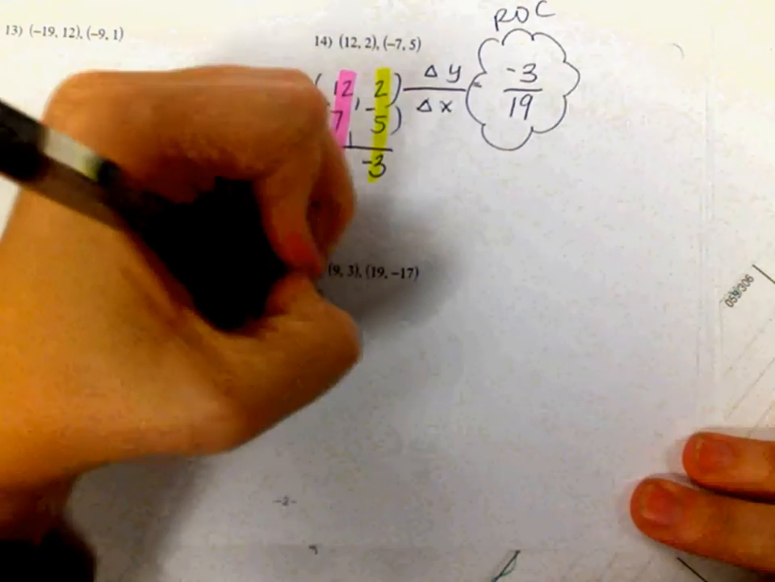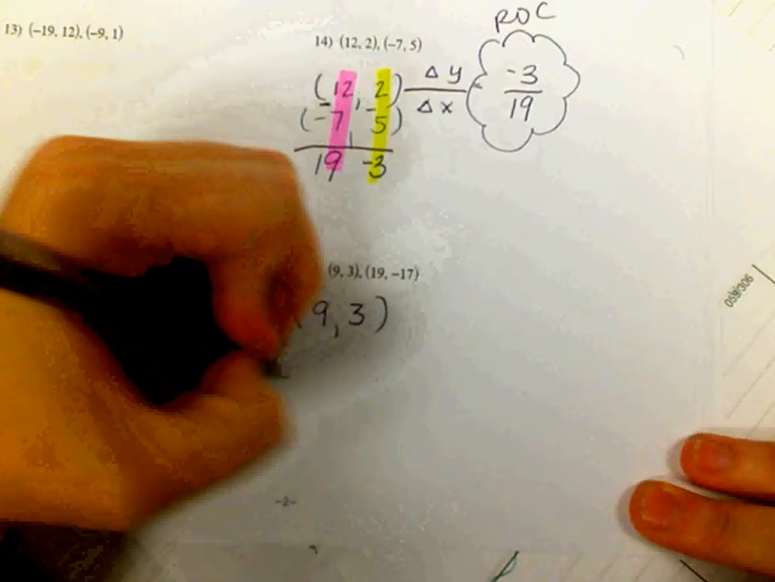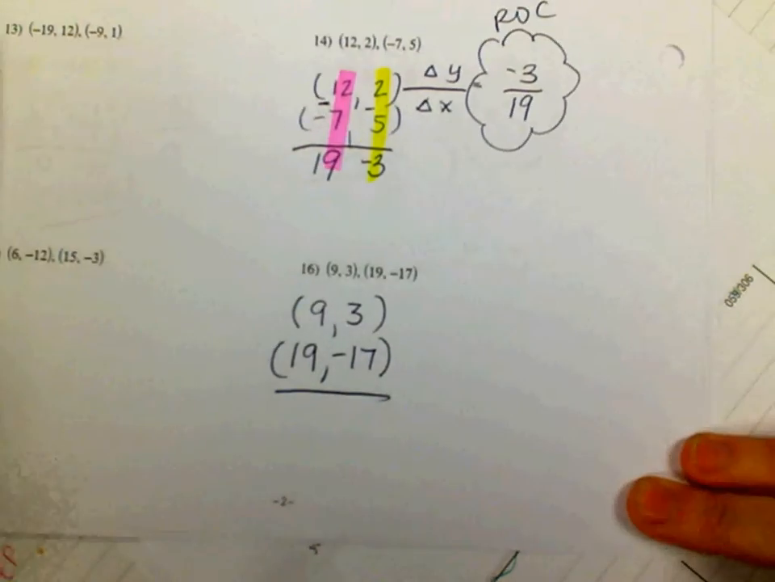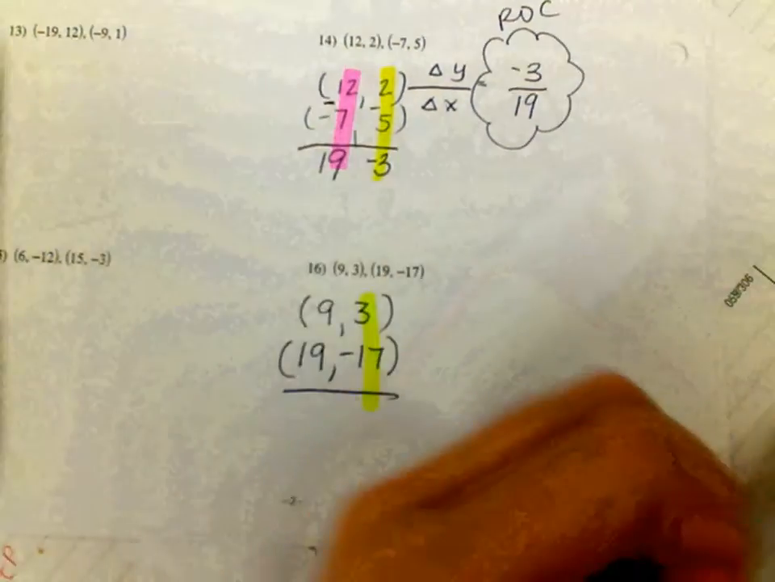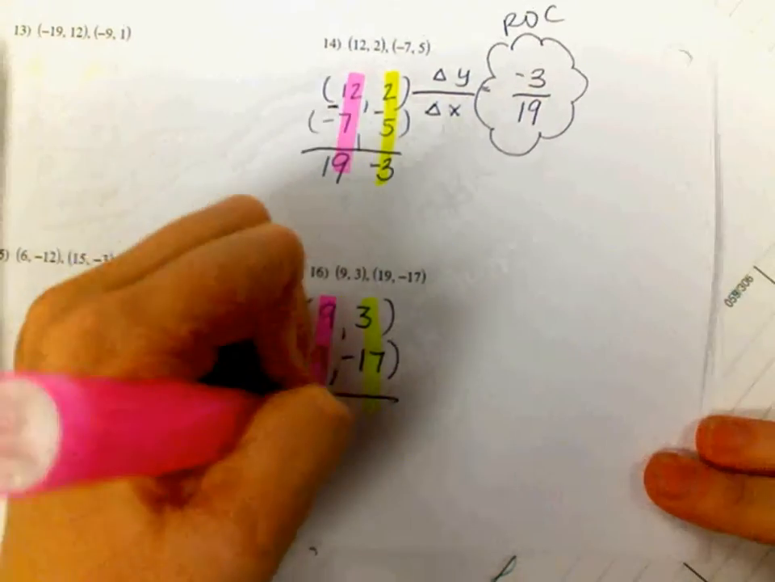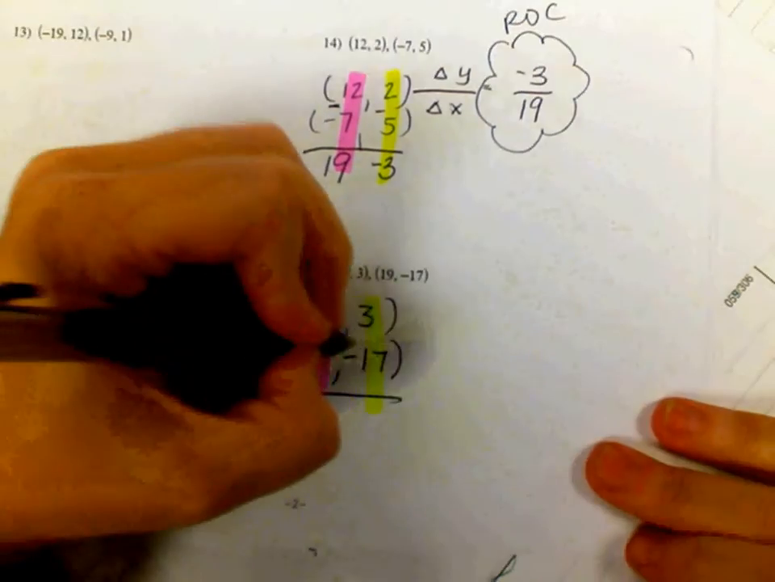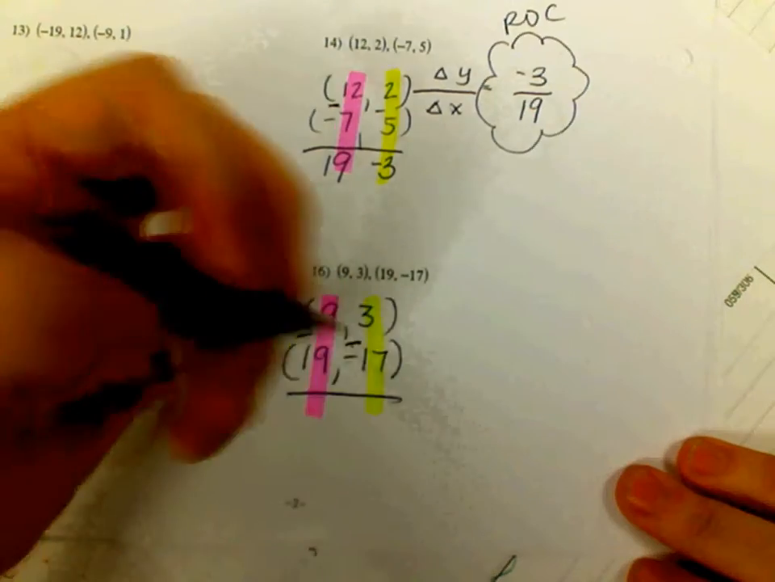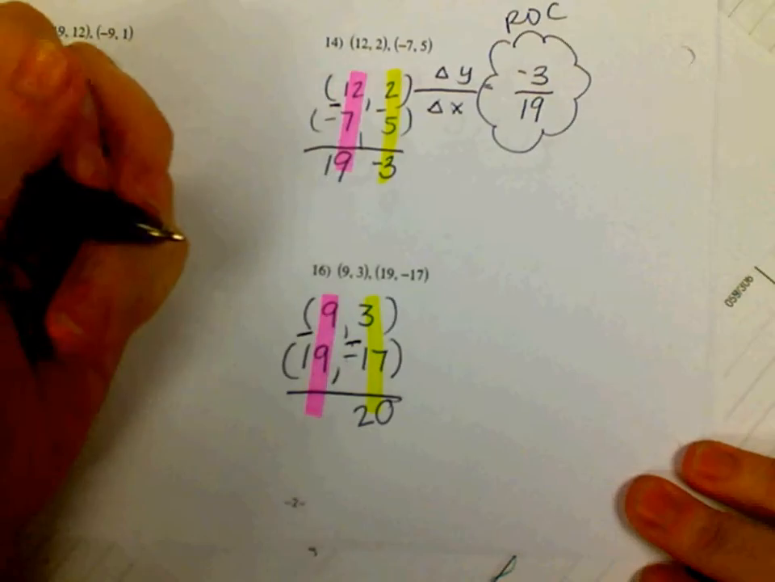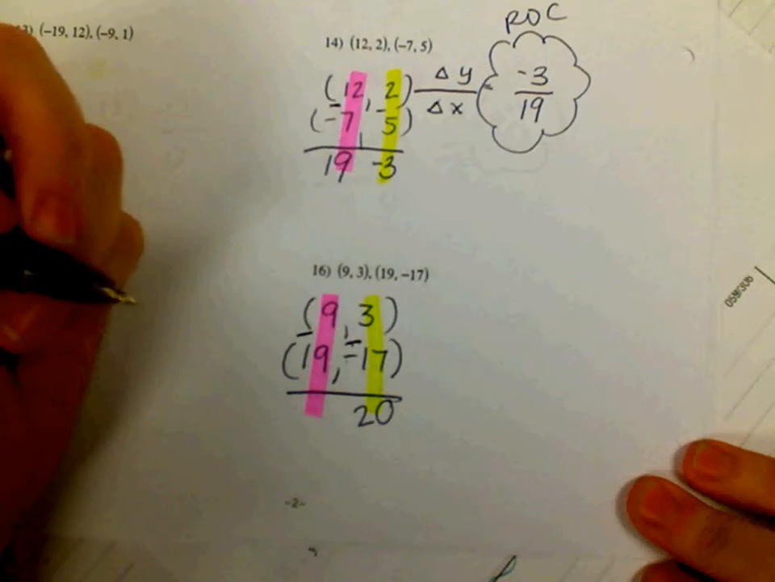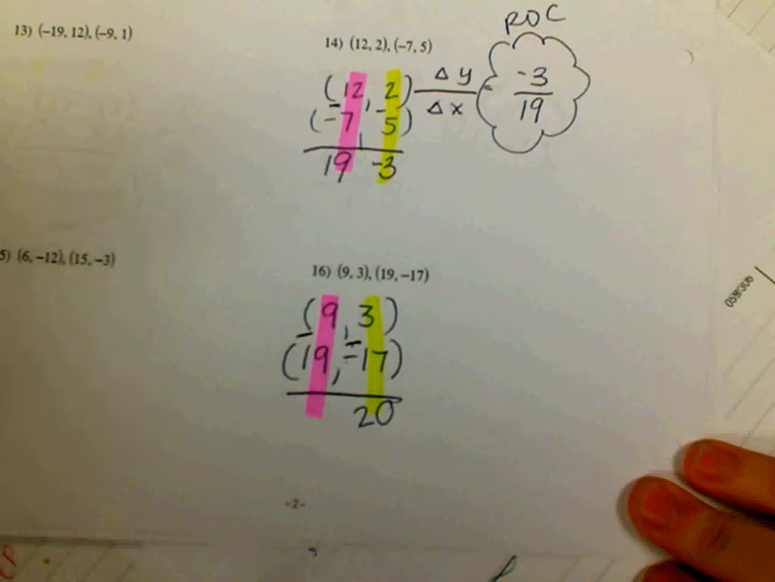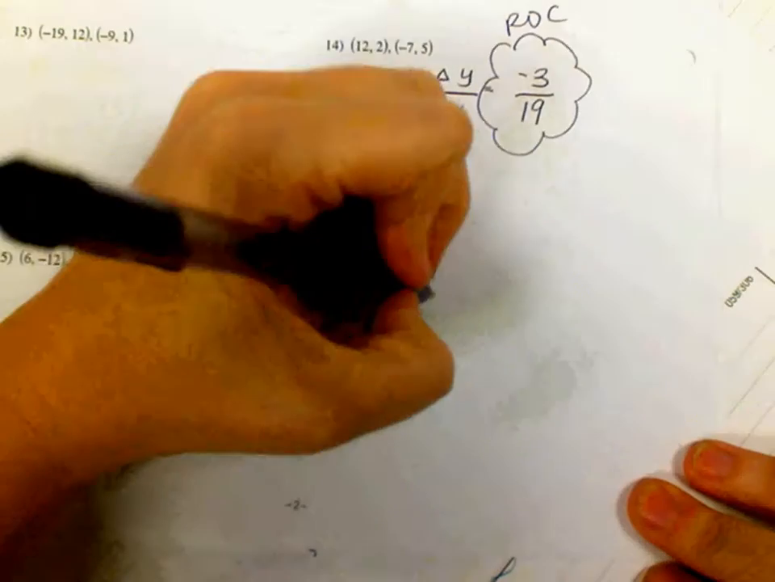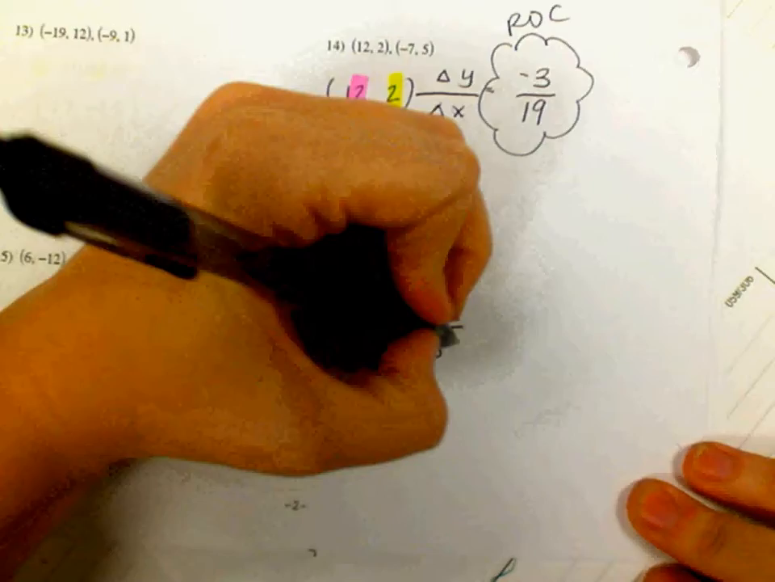Okay? 9, 3, 19, and -17. Stack them. And subtract them. 3 minus -17 is 20. 9 minus 19 is -10. Okay. Make your fraction, change in y over change in x.